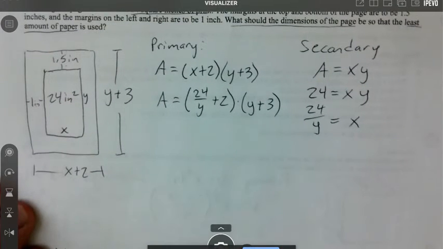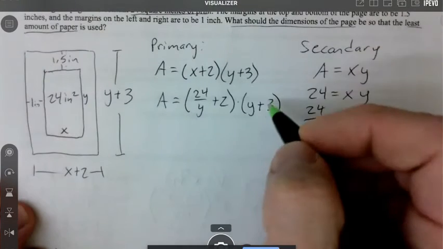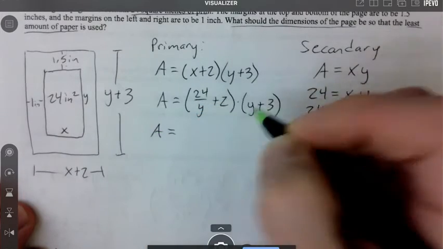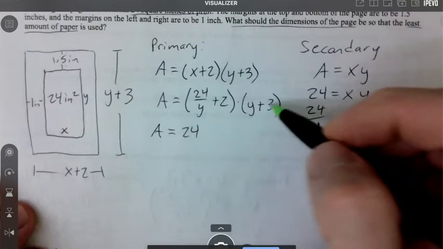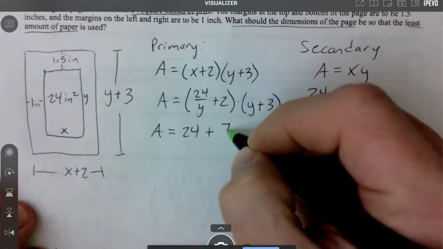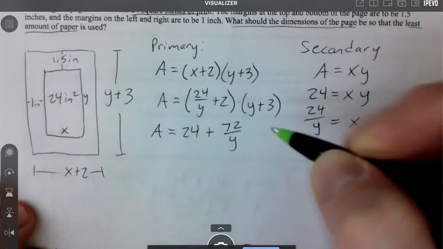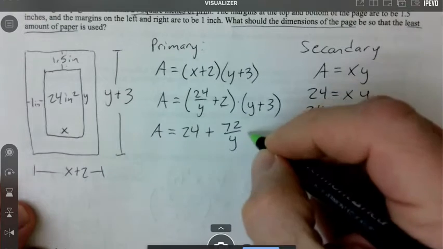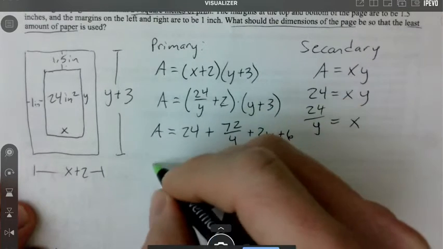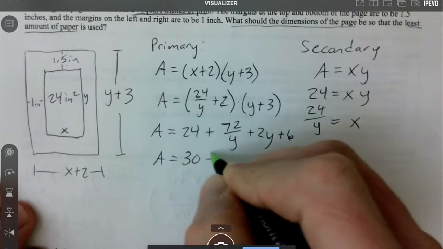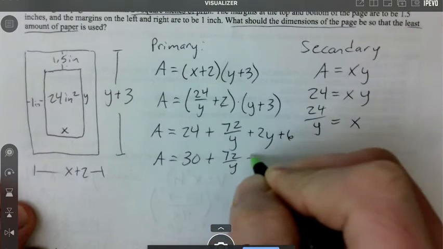I think in this case you could do a product rule. Might be a little bit annoying. I'm not sure distributing is much better, but I'm going to take care of distribution, and we'll see what happens. So 24 over Y times Y will just be 24. Then I'll have 72 over Y, and then 2 times Y and 2 times 3. So really, the area is equal to 30 plus 72 over Y plus 2Y.